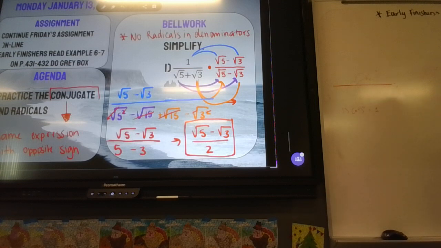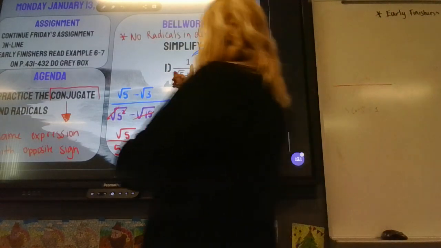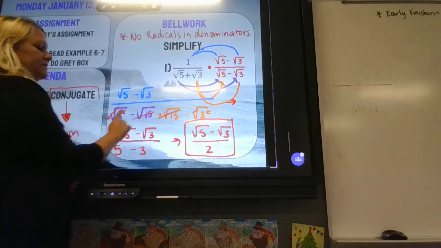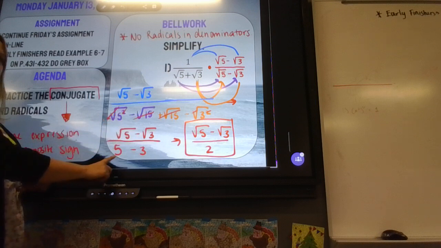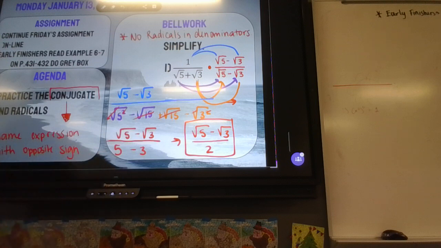You want to know where the 5 minus 3 came from? Well, 5 times 5 is 5 squared, and the square root of 5 squared is 5. Okay. Who else wants to ask a question about this conjugate question? A lot of steps involved, so I don't want to just zoom through it.